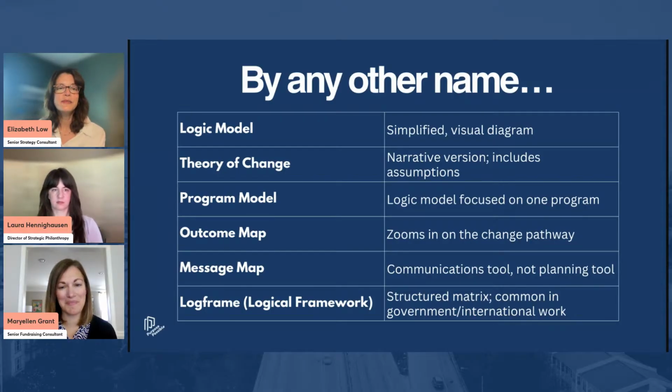Logic model versus a message map. This one's worth distinguishing clearly because it serves a genuinely different purpose. A message map is a communications tool, not a planning or evaluation tool. It charts how to clearly and directly explain your work. That said, a well-developed logic model feeds directly into a message map. Once you know your outcomes and impact, it helps you tell what story to tell.